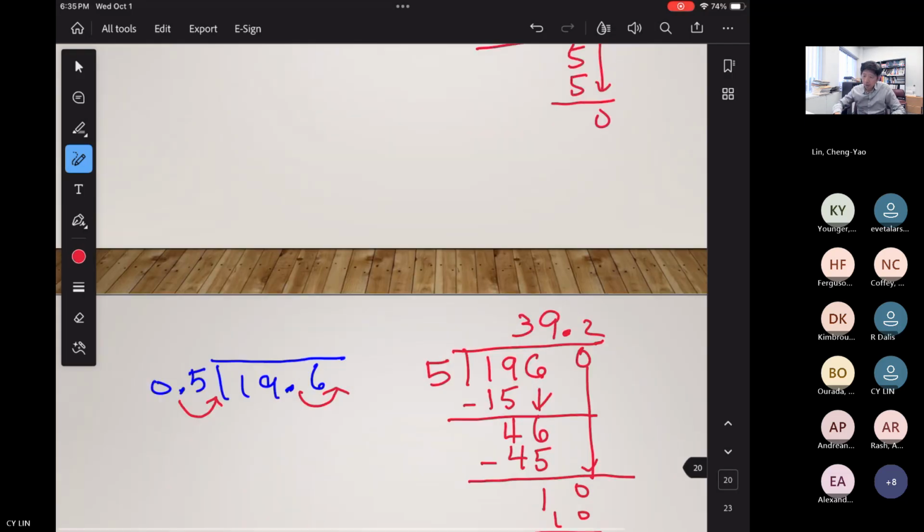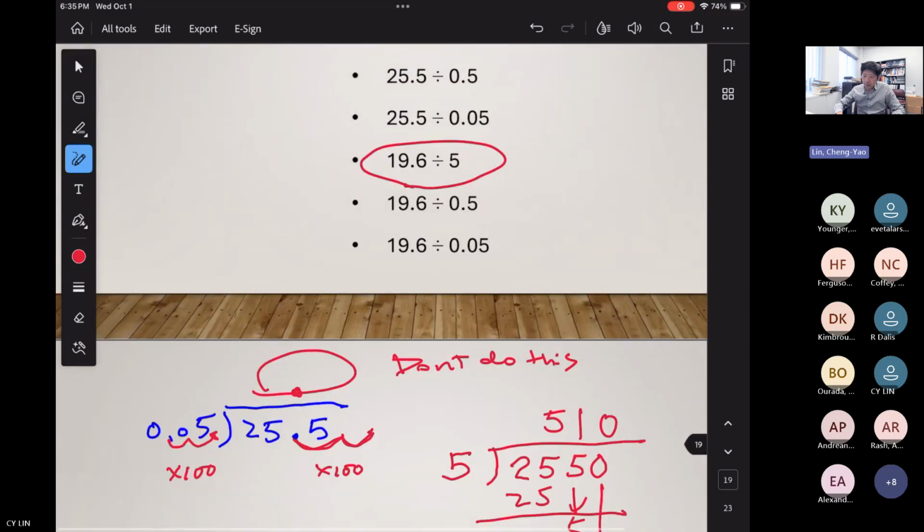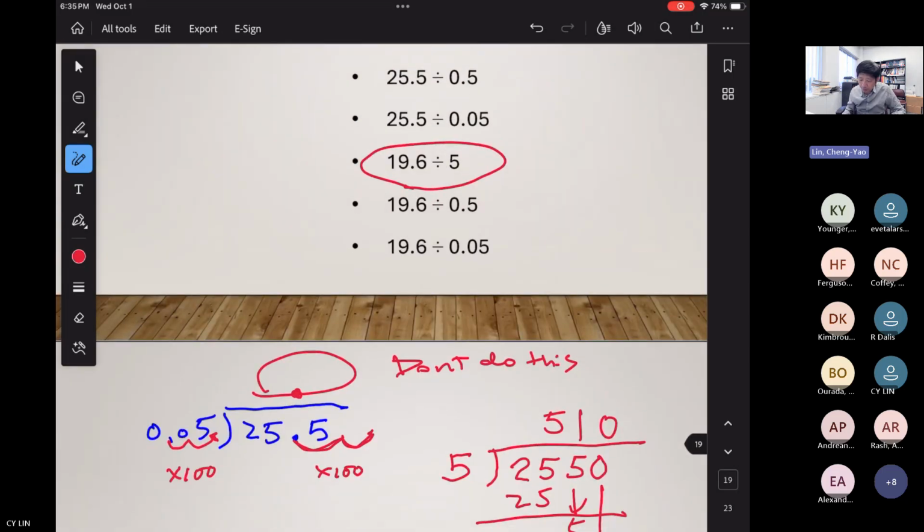Very good. How about the last problem for today? Okay, 19.6 divided by 0.05. Take a minute to do this. Last problem for the day.